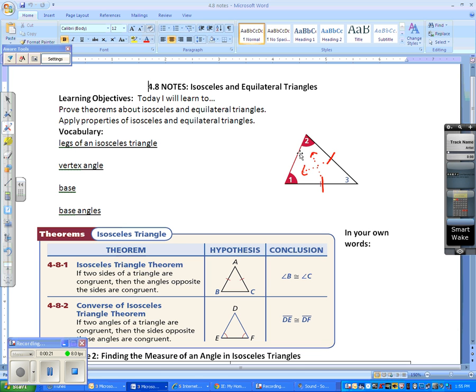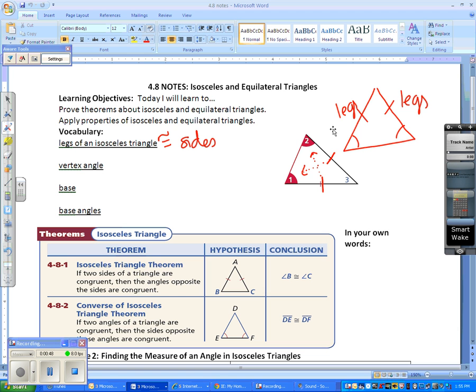And you don't necessarily have to draw your triangle this way. If you really want to draw it this way, you can. And these would be the two congruent sides, and these would be the two congruent angles that are across from those two congruent sides. So there's some terminology that I want us to be familiar with. The legs of an isosceles triangle are those congruent sides. So I would write down that the legs of an isosceles triangle are the congruent sides of the triangle.